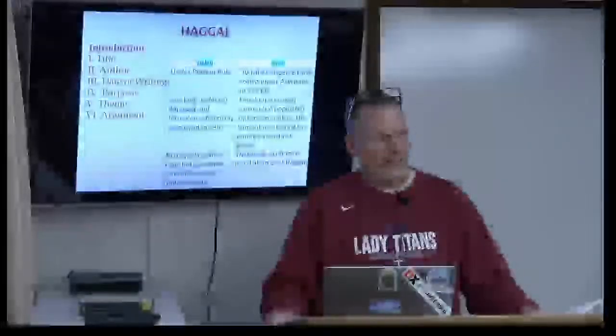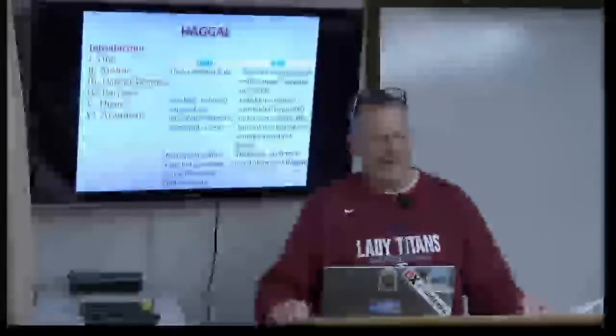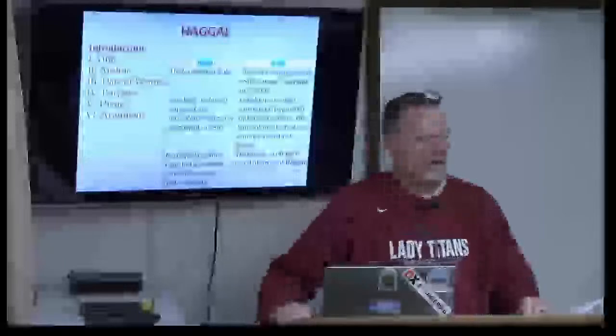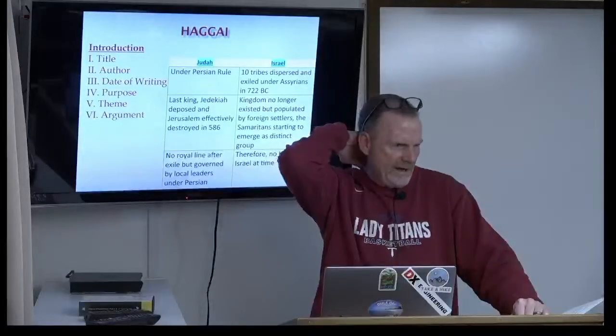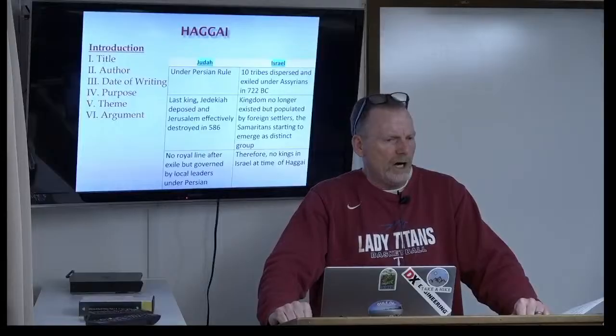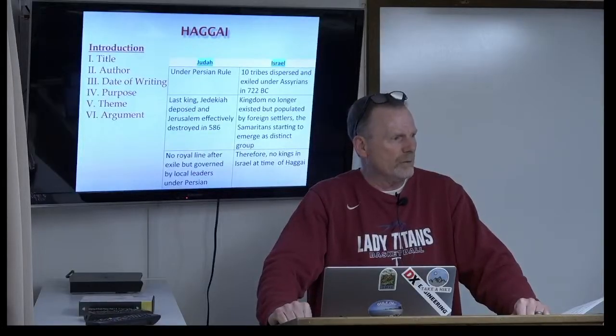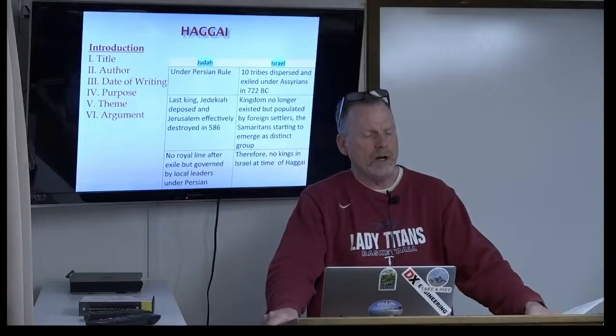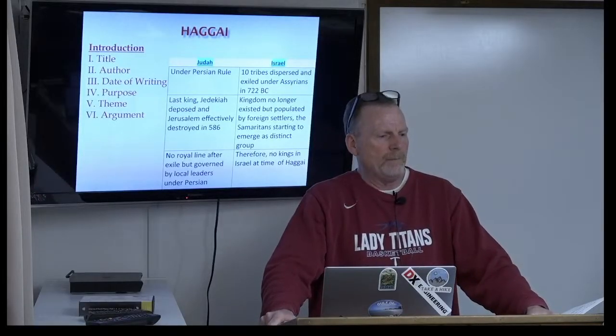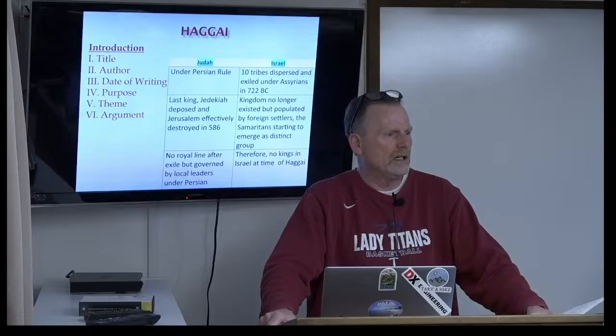Okay, just a little bit about the setting here. I just have this brief chart because it's important to understand what is going on here. When you look at Judah and Israel, you want to have a handle on the kingdoms and what their state and status were as we go through the book. So when you look at Judah, Judah at this time is under Persian rule, right? Who did the Persians defeat? And we'll look at some scripture verses regarding this as well. Who did the Persians defeat? Yeah, they defeated the Babylonians, right?